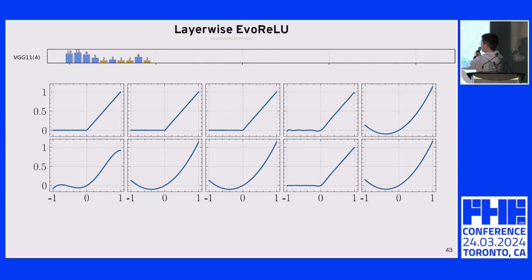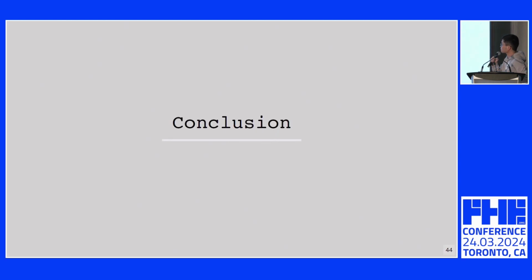And the other polynomial functions, they are just square functions. So we can save the levels. So in that case, we can save the bootstrapping. So we can accelerate the inference.